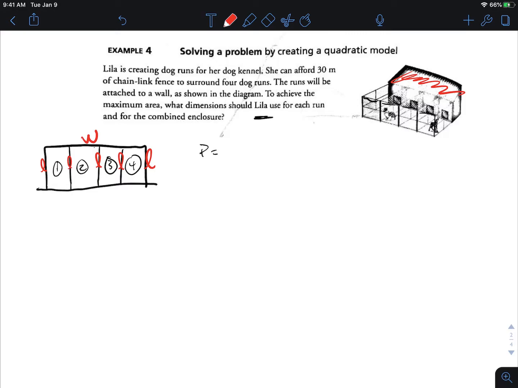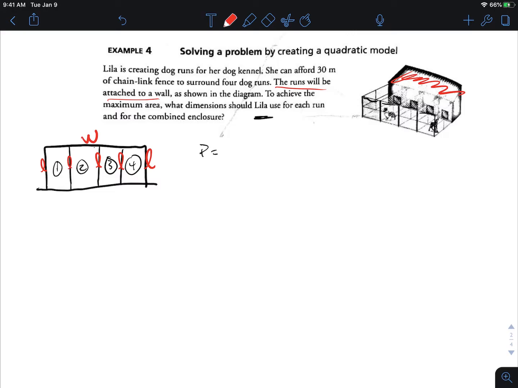It says the runs will be attached to a wall, shown in the diagram. So then I don't need it, right? So you're getting more out of less material, which sounds like optimization, and that's what these questions are about. So then I can write a statement to represent how I'm consuming that 30 meters of chain link fence.